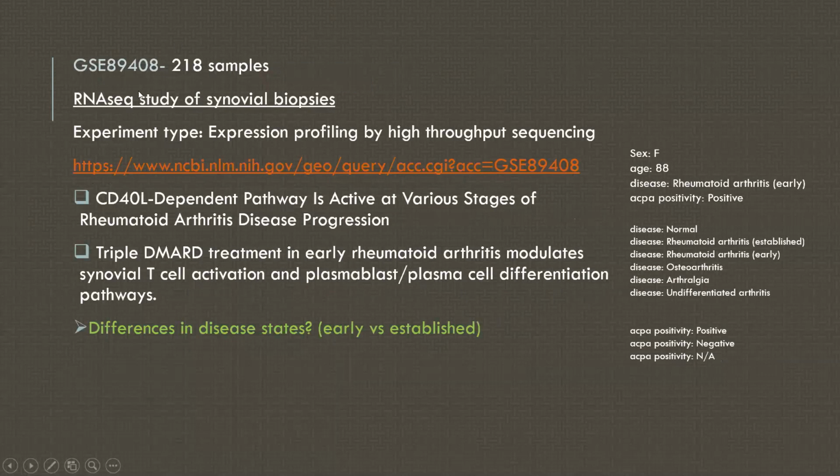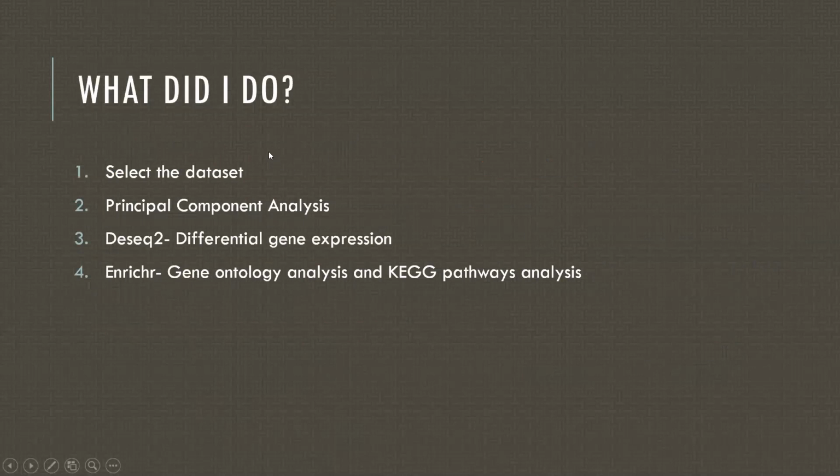I selected these datasets for further analysis. This is an RNA-seq study of synovial biopsies, an expression profiling by high throughput sequencing. I looked at the disease states in these datasets that I'm interested in, especially normal healthy people, established rheumatoid arthritis patients, and early rheumatoid arthritis patients. What did I do from now on? I selected my datasets. I did principal component analysis.